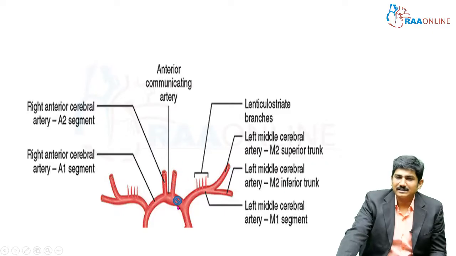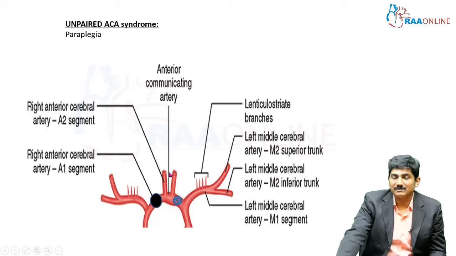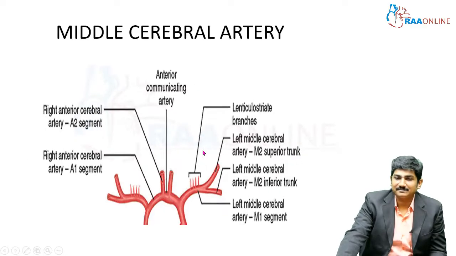What if this A1 segment is congenitally absent, and on the opposite side the only remaining A1 segment is also thrombosed? How will be the presentation? If both the A1 segments are blocked, congenitally or by thrombus, then both A2s will go for ischemia, right? So both the lower limbs will be affected. So the patient will present with paraplegia.